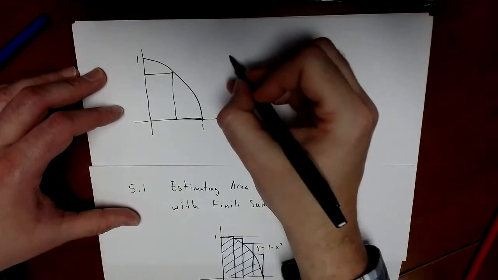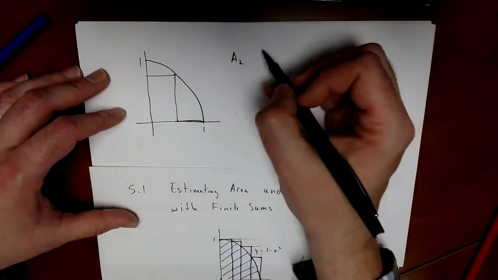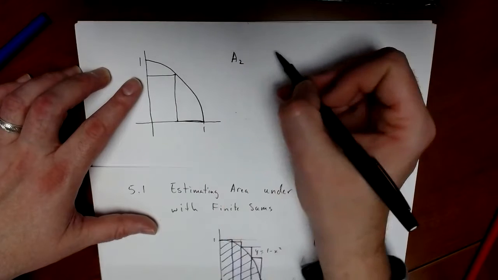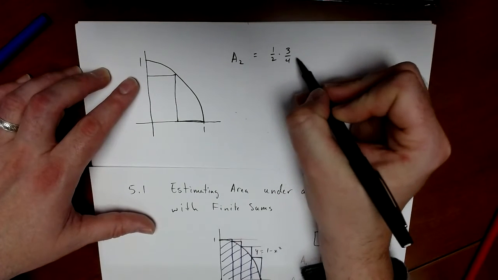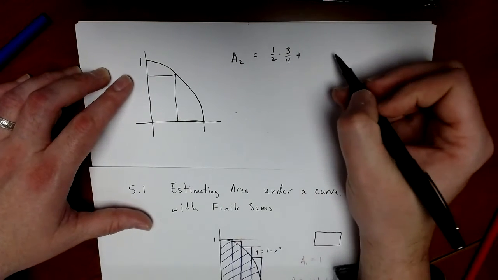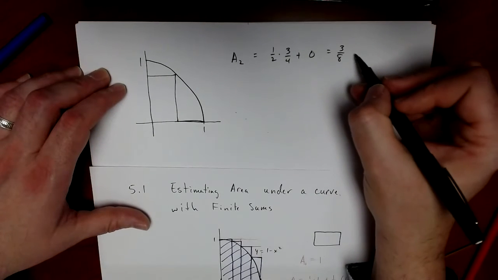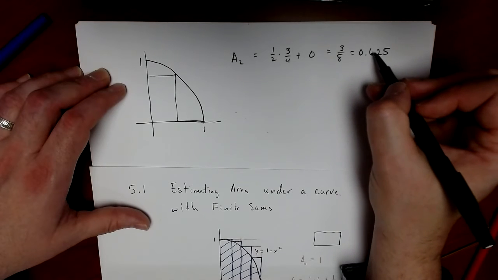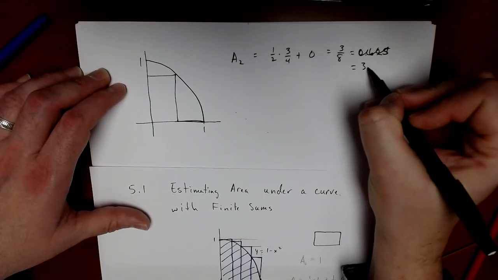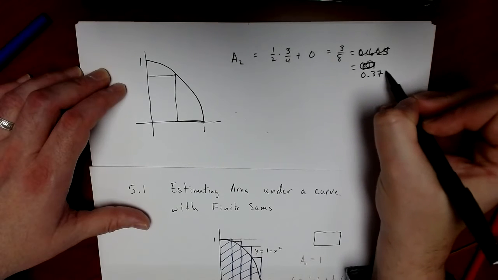And the area with two rectangles here, that's going to be, my right endpoint there, remember, was 3/4. So that's 1/2 times 3/4 plus 0. So that's just 3/8 or 0.375.